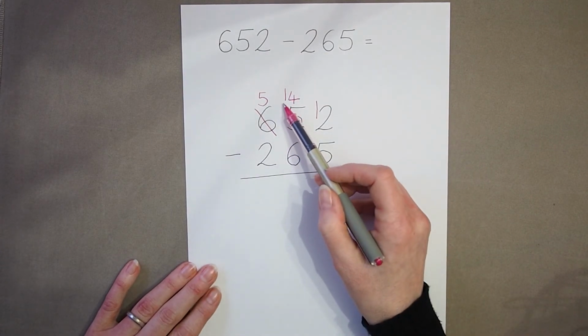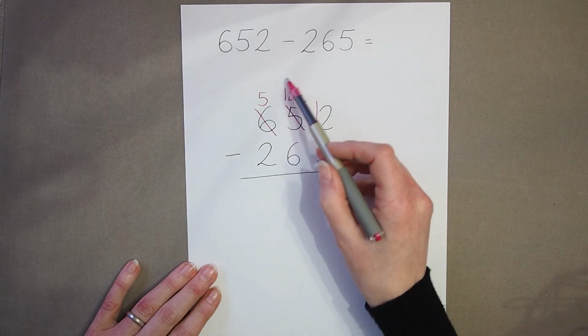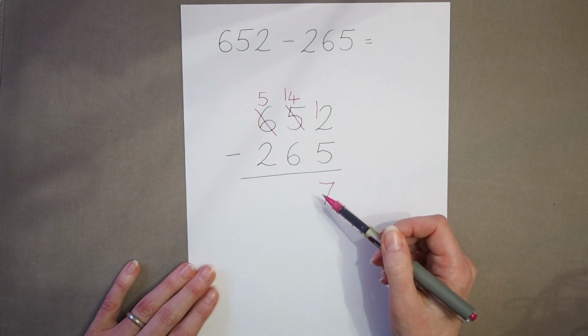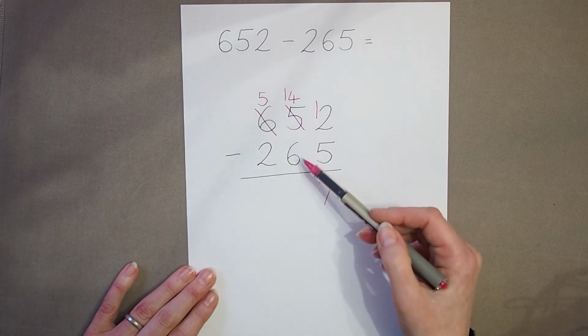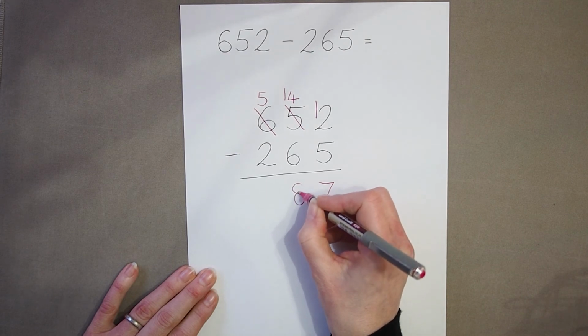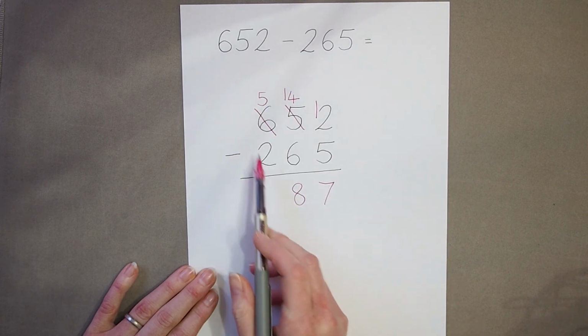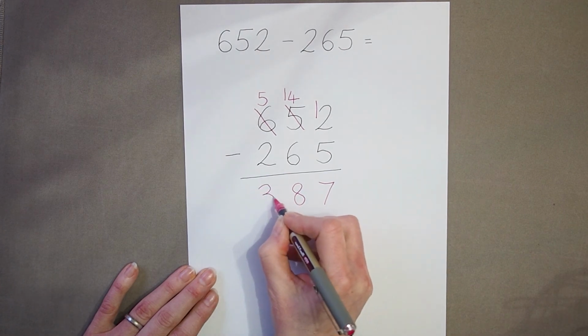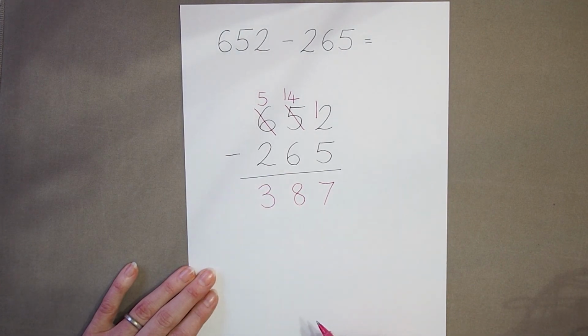So 100 is the same as 10 tens. So altogether now, instead of 4 tens, I've got 14 tens. So 14 subtract 6 would be 8. And I can move to my hundreds column. 5 hundreds subtract 2 hundreds is 3 hundreds. 387.